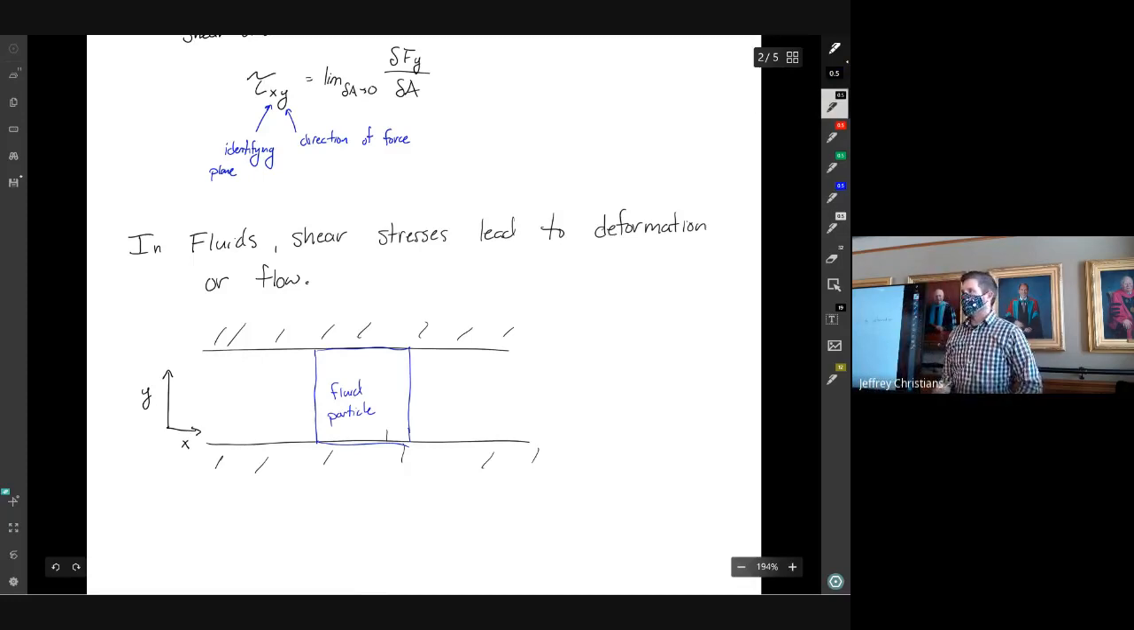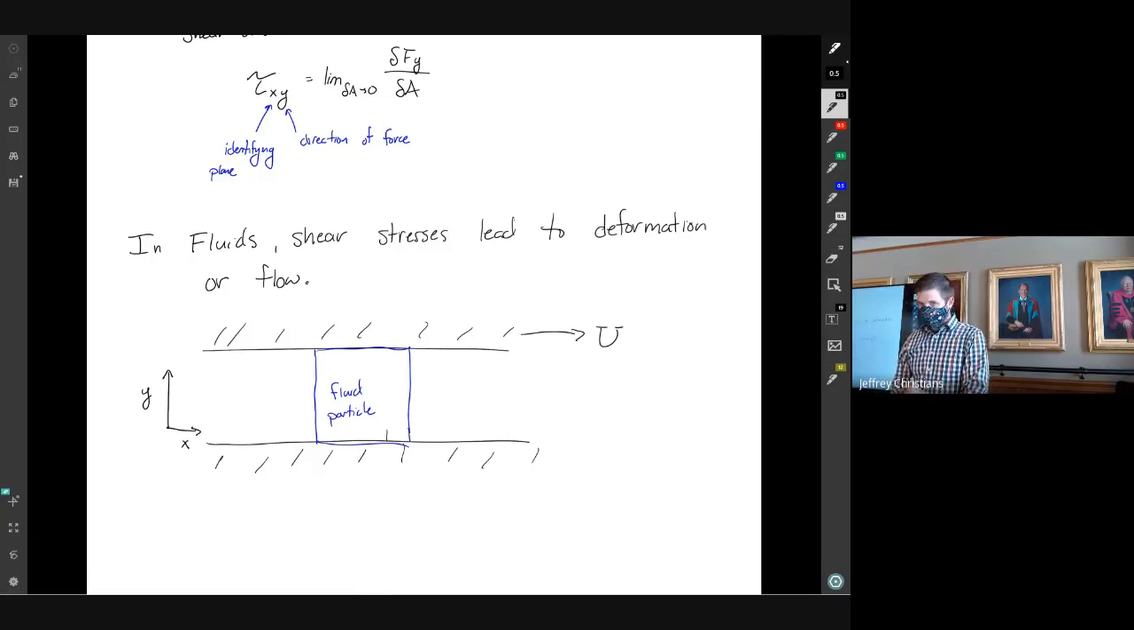So the question is, how could we apply a shear stress to that chunk of fluid? Well, you move the two plates in different directions, or you keep one still and move the other one. So if the bottom one is stationary and the top one is moving with a velocity u, right, we know this, the top one is going to move, the bottom one's not.